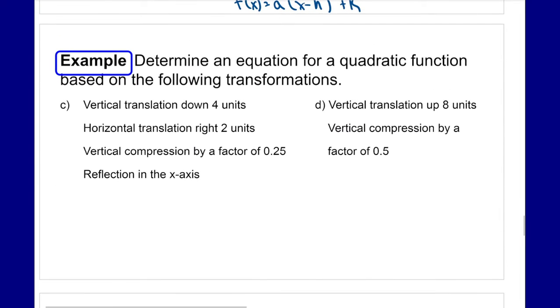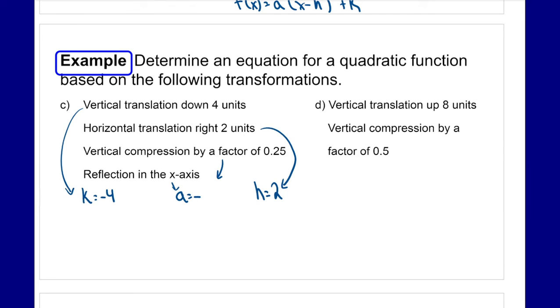Again, same idea. Vertical translation down 4 units. So vertical translation is talking about the k value. So down 4 means minus 4. Horizontal translation, our h value, right 2 units means positive 2. The other two transformations are referring to our a value. The reflection tells us it's negative. The vertical compression by a factor of 0.25 tells us what the value is.